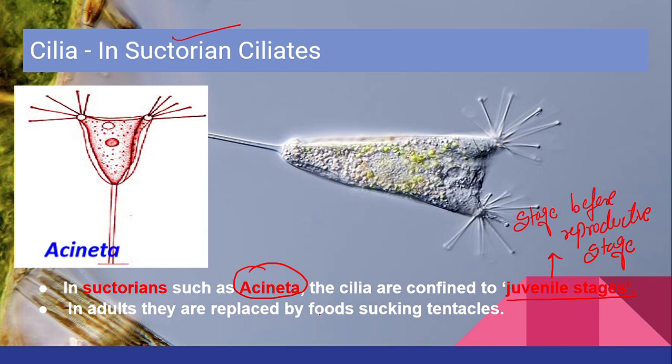Now in the adult, the cilia which were present at the juvenile stage are replaced by food-sucking tentacles. Hydra you have seen; in Hydra we have tentacles. So when we talk about Acineta, during the juvenile stage we have cilia. These cilia are going to convert into tentacles which are going to suck food.